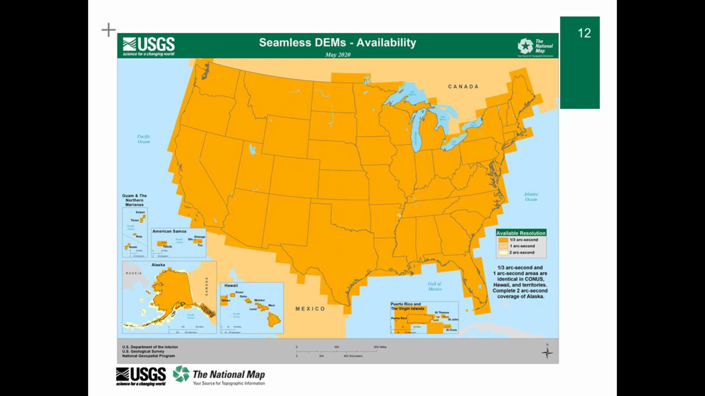This graphic shows the distribution of the seamless DEM products. The 1/3 arcsecond product is seamless across the continental US plus Hawaii and the territories. The 1 arcsecond DEM also has the same extent, plus it adds Canada and Mexico. The 2 arcsecond DEM product covers Alaska. More of Alaska is being covered by the 1 arcsecond and the 1/3 arcsecond DEMs, but the state will continue to be covered by the 2 arcsecond data.